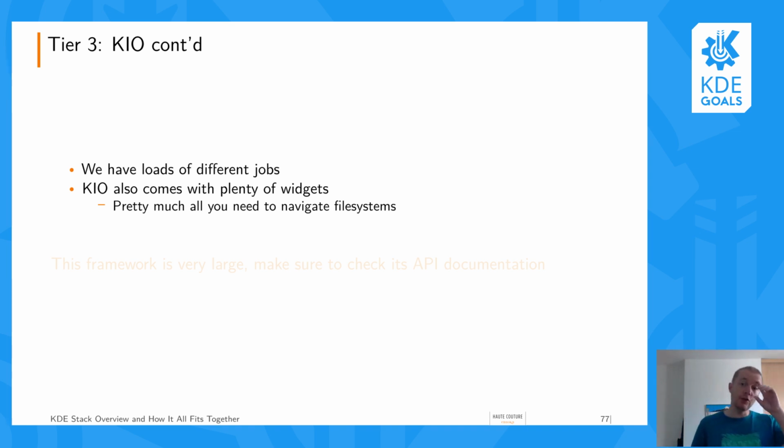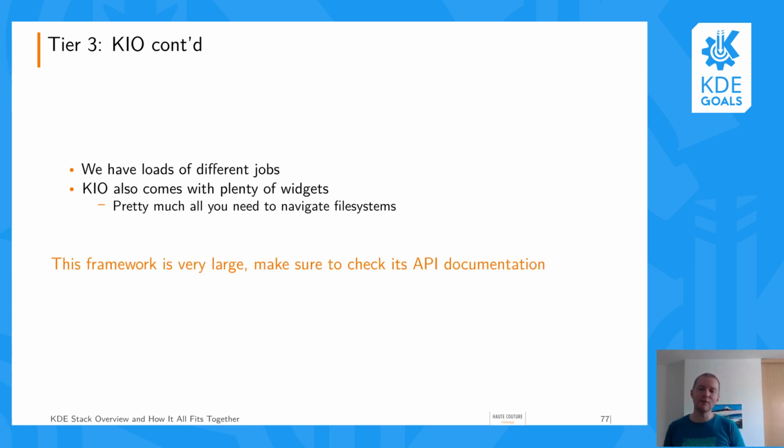We have lots of different jobs. I just show list here, but there's everything you need to copy files and so on. There's also plenty of widgets in KIO, and pretty much everything you would need to navigate the file systems, virtual or real or on the network, you get that in KIO. This is one of the biggest frameworks we have. So make sure to check the API documentation. I can't do it justice with just the few minutes I gave it right now.